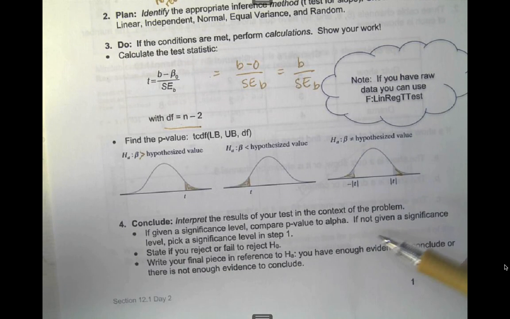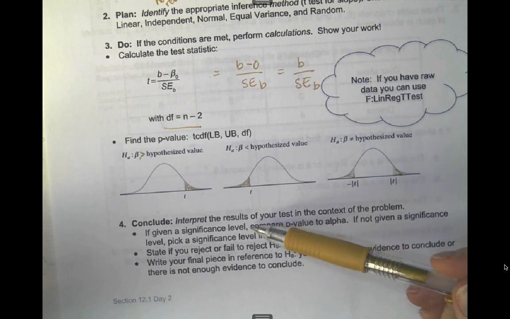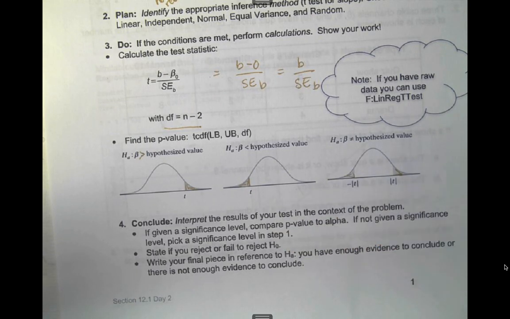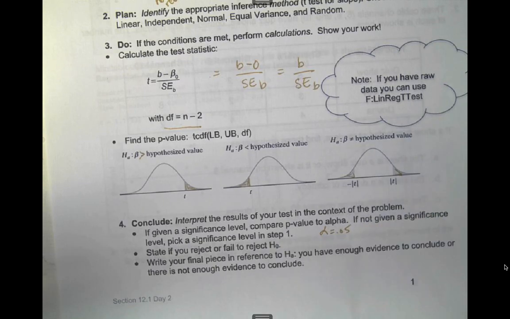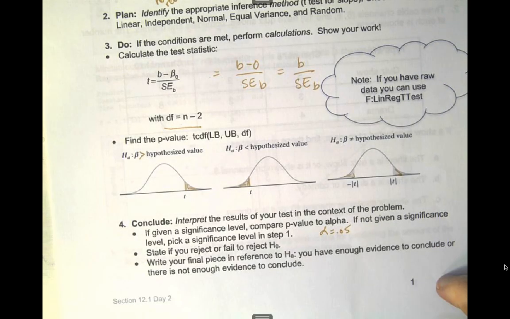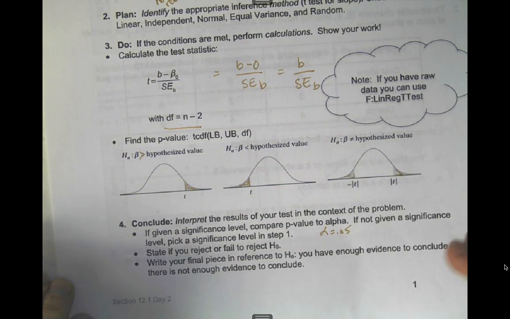And then that last fourth step there looks pretty much like it's always looked. So if you're given a level, compare your p-value to alpha. If you're not given a level, pick one in step 1. Again, that default is usually 0.05. State if you're going to reject or fail to reject, and then write your final piece in reference to HA. You either have enough evidence to conclude or there's not enough evidence to conclude.